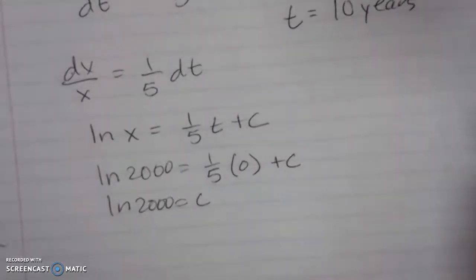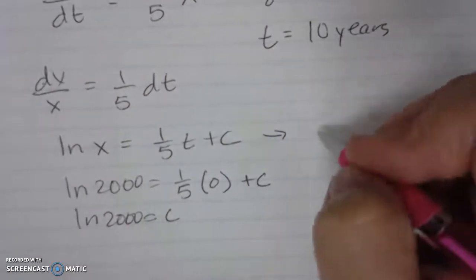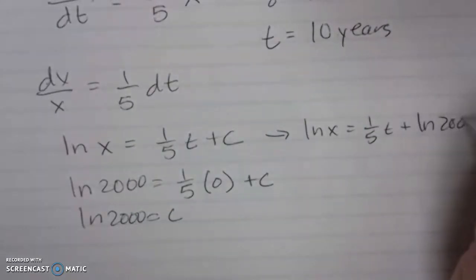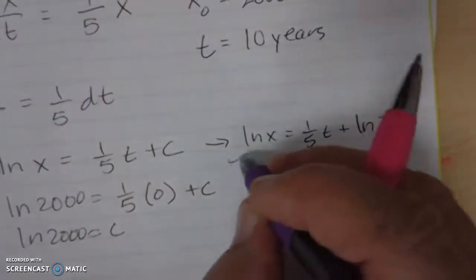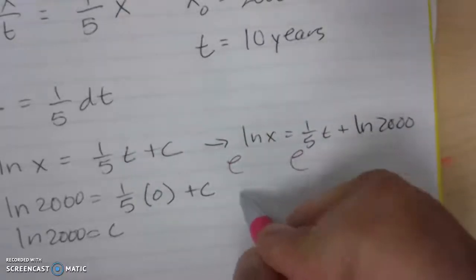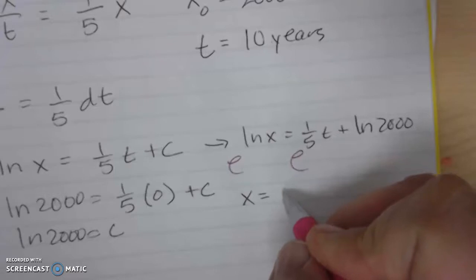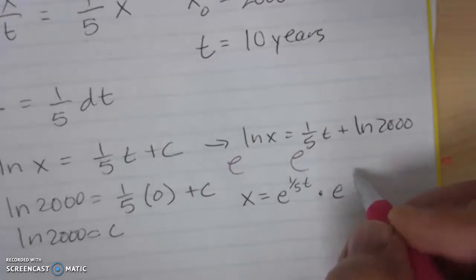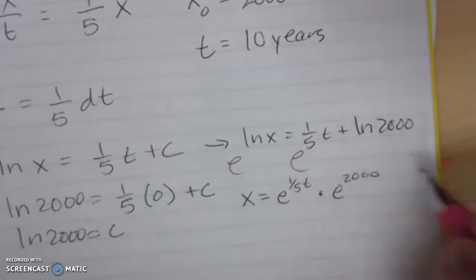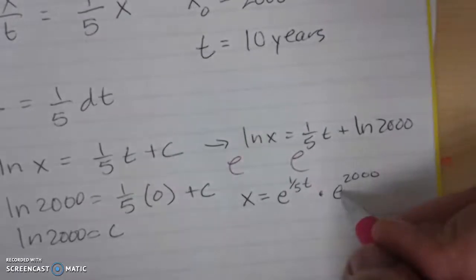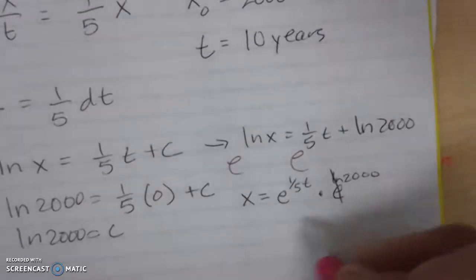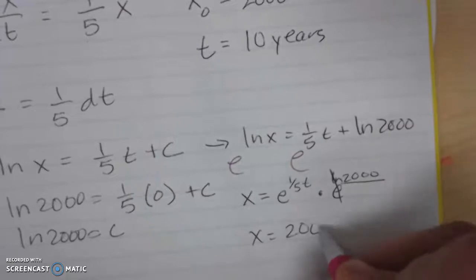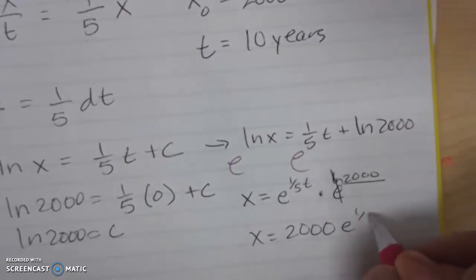All right, now we can rewrite the equation. I'll just rewrite it over here, and we get ln x equals 1/5 t plus ln 2,000. Now we're going to apply e to both sides, and we get x equals e to the 1/5 t times e to the ln 2,000. The ln's cancel. So then I'm going to get x equals e to the 1/5 t times 2,000, or 2,000 e to the 1/5 t.